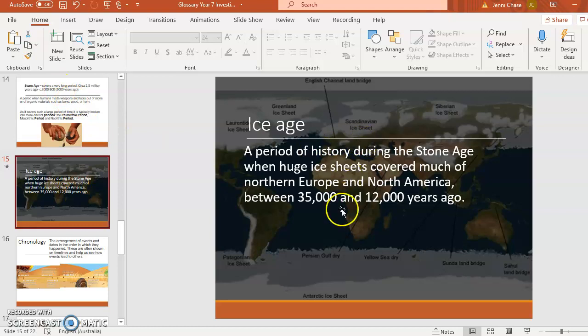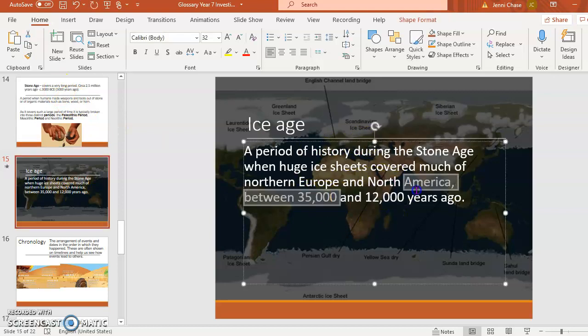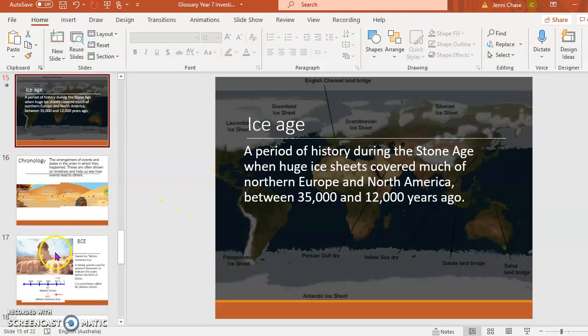Within the Stone Age, there's a small period of time. I say small, it's about 20,000 years or so. Ice Age. Okay. That was a period during the Stone Age, towards the end of the Stone Age, when huge ice sheets covered much of northern Europe and North America, between 35,000 and 12,000 years ago. It's important because it drives human migration and human evolution.